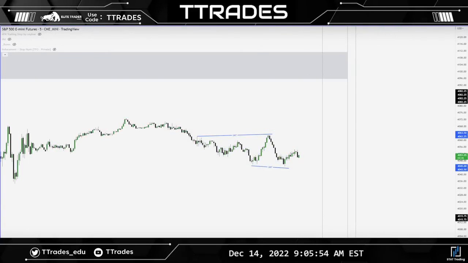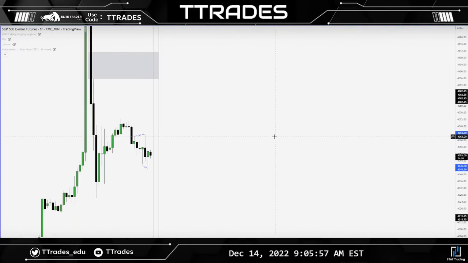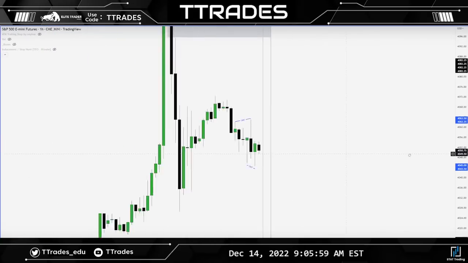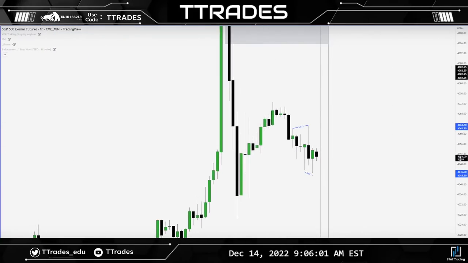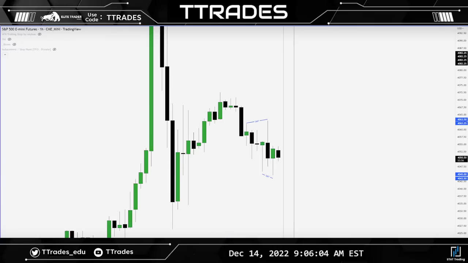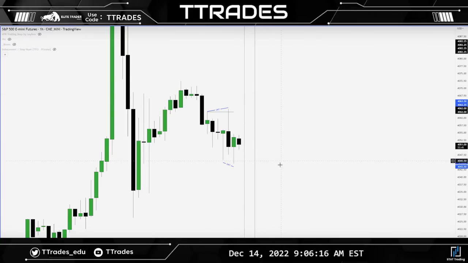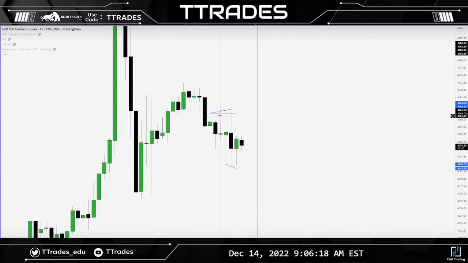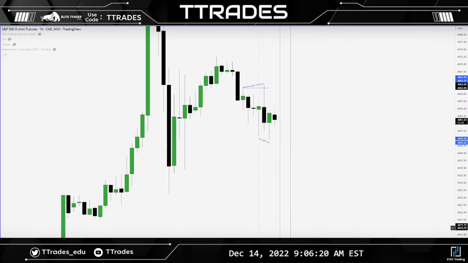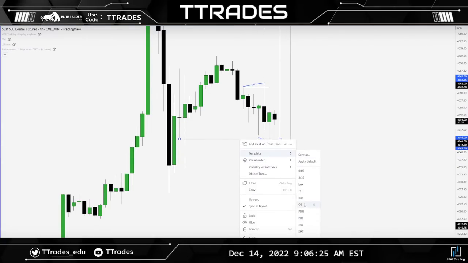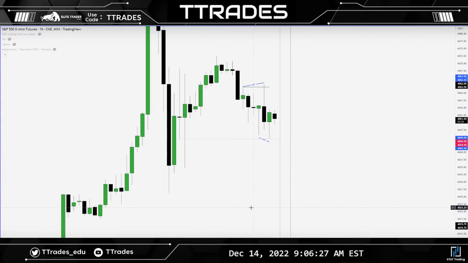So back out, we'll go to the hour. We have this little SMT with NASDAQ, and the reason for that is we took this high, NASDAQ didn't, and pushed lower. Right now we're just stuck inside this range right here, so that's why I expect some sort of consolidation before we expand the range. Not a whole lot on the hourly to point out besides the previous low. That works like that.